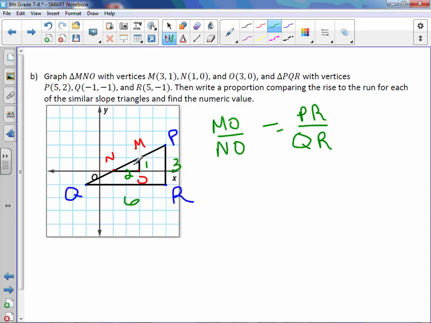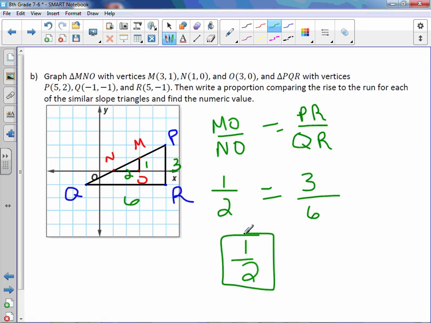So MO is 1. NO is 2. PR is 3. And QR is 6. And they both reduce to 1/2. So 1/2 would be our numeric value. And this would be our proportion comparing the rise to the run.